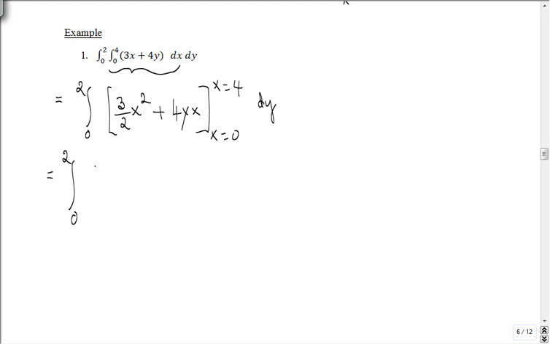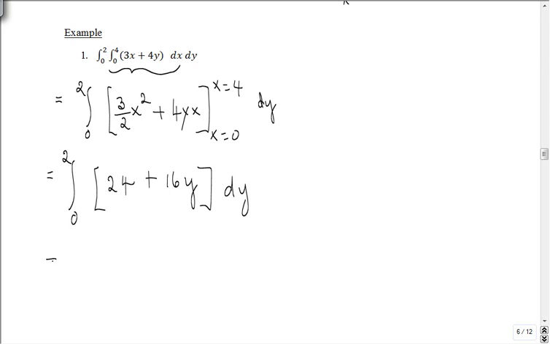So substitute 4 first. 4 squared, that's 16. 16 times 3 halves is 24. Plus 16y. So that's 4. And then when you put 0, you get 0. So we don't need that. And then put your dy. And as you can see, we are now back to single variable calculus. And this is familiar to you. It's what you have done before.